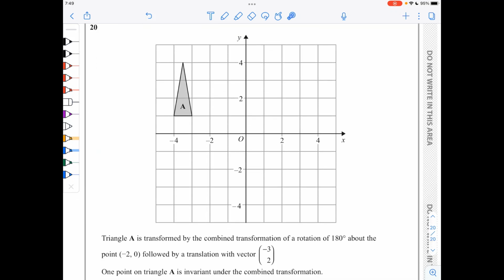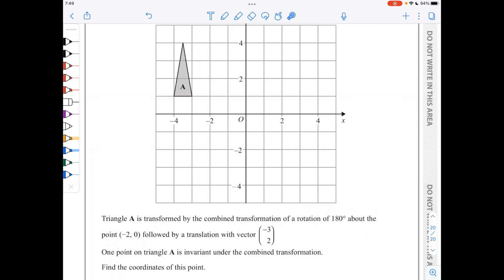Question 20, we have triangle A transformed by the combined transformation of a rotation of 180 degrees about the point negative 2, 0. And this is then followed by a translation with vector negative 3, 2. One point on triangle A is invariant under this combined transformation, and we need to find the coordinates of this point. I will actually start by applying the first transformation, the rotation about minus 2, 0 through 180 degrees.